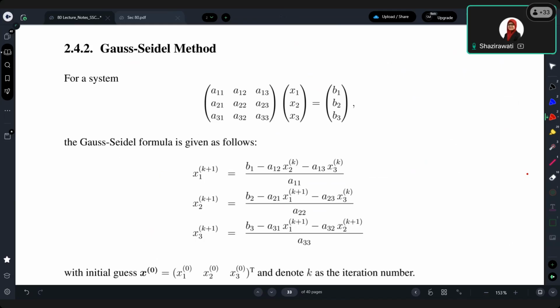Okay, for a system AX equals B, so imagine this is AX equals B, 3x3 system. Okay, the Gauss-Seidel formula is given as follows. Okay, so cara dia sama macam Jacobi. So from first equation, kita dapatkan X1 punya formula. From second equation, kita dapatkan X2 punya formula. From X3, kita dapatkan X3 punya formula.